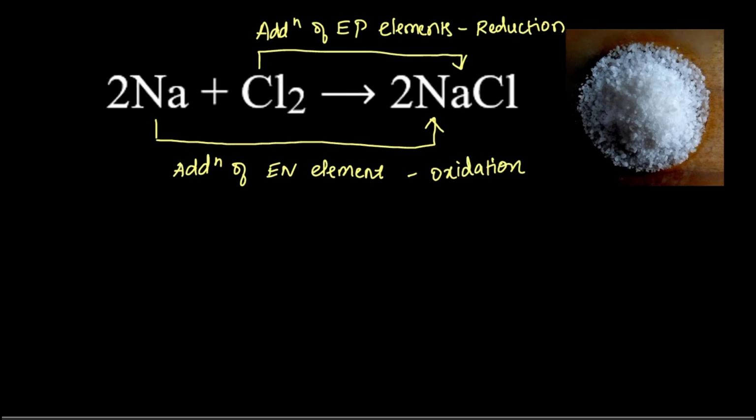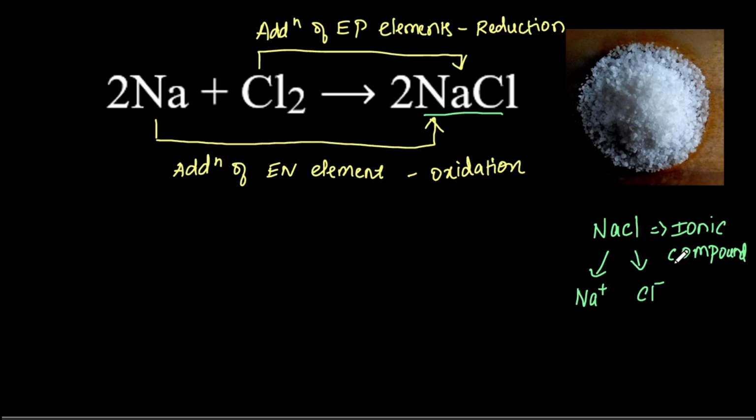But what actually happens in oxidation and reduction? We are going to decode that. So, for that, you have to take the product. So, the product is sodium chloride, which is a ionic compound. So, ionic compound consists of what? It consists of ions. So, this NaCl consists of Na plus ions and Cl minus ions. So, what actually happens? Now, we are going to divide this equation into two half equations. So, let us take sodium separately and chlorine separately.